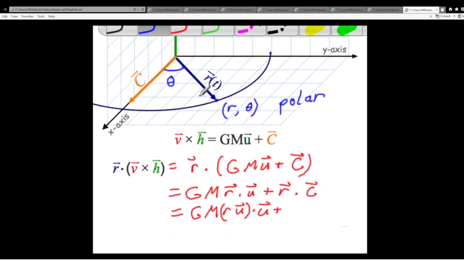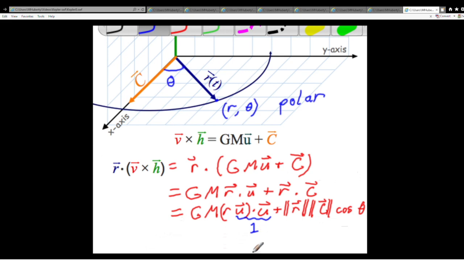R dot c, if you look at that, you're saying, okay, you've got a dot product between two vectors whose angle we know. We're going to use the definition of dot product. The definition of dot product says it's the magnitude of the first vector times the magnitude of the second vector times the cosine of the angle between them. Right, that's the definition. So, a couple things we can simplify now. First of all, u dot u, you're taking a unit vector dotted with itself. It's 1. Nice.